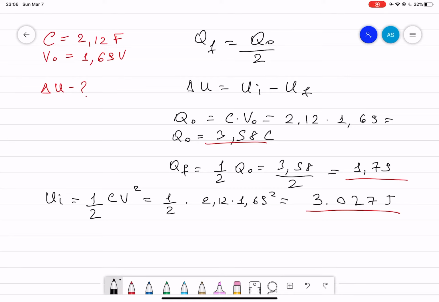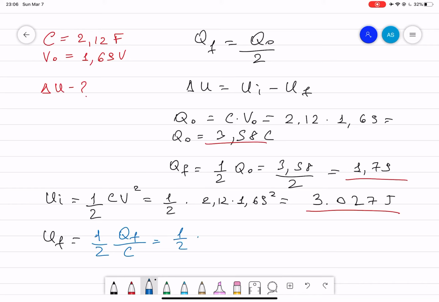Okay, now let's find our U final. Since we found the final charge, and also the capacitance is a constant, we don't need to use V initial because it's completely different. We don't have V final, so therefore we can use C and the charge to find the final potential energy. Okay, so for that reason we have a formula, which is basically 1 over 2 and the Q final squared divided by the C.